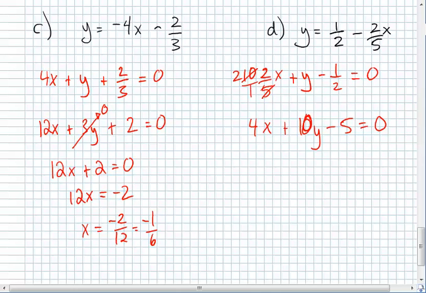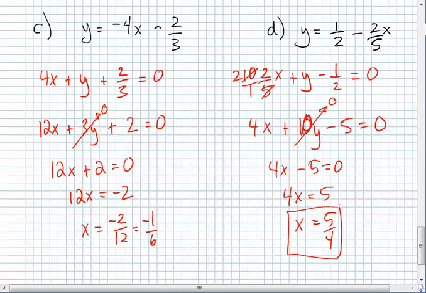And again, to find the x-intercept, you just make the y term equal to 0, and you get 4x minus 5 equals 0. Move the 5 to the right by adding 5 to both sides. 4x equals 5. And then divide everything by 4. X is equal to 5 over 4.